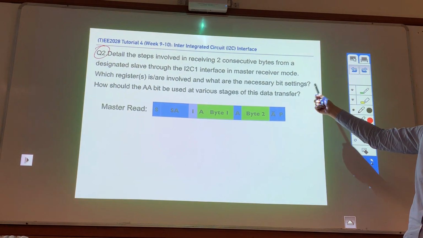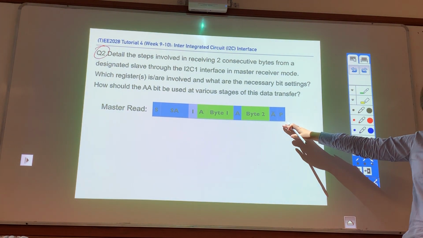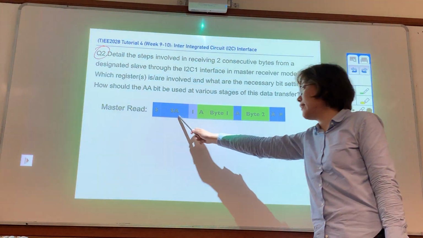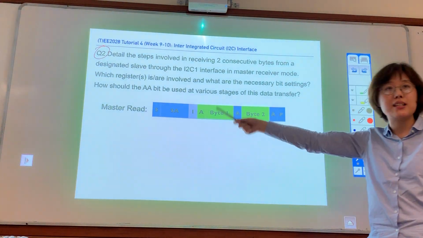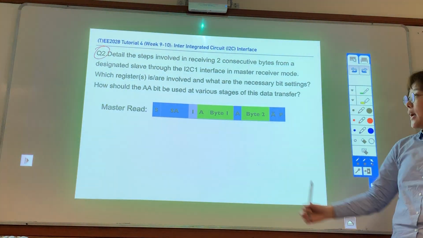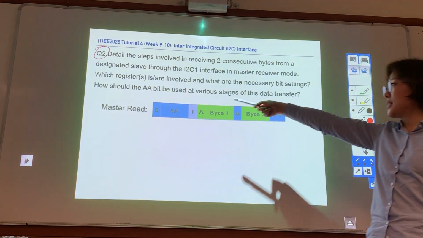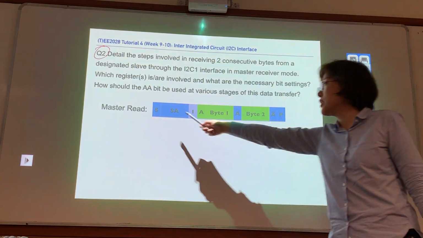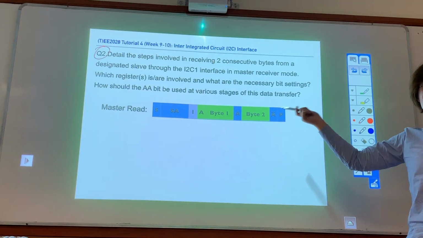So the question is asking how this is actually achieved. This is quite general: you send start, you send the slave address, you send 1, but how does it actually get sent out? What registers are involved and what are the necessary bit settings? These are all the detailed questions about how to send the data.